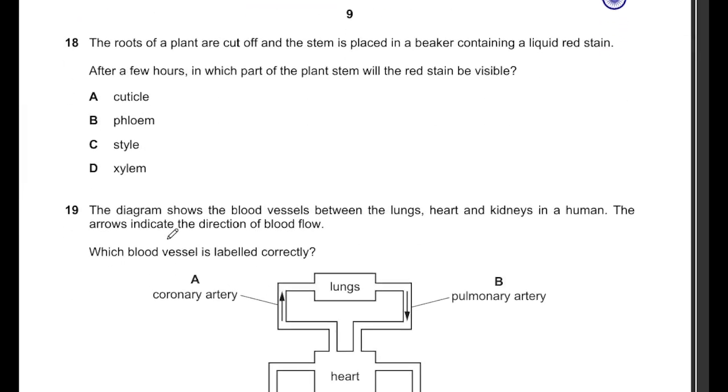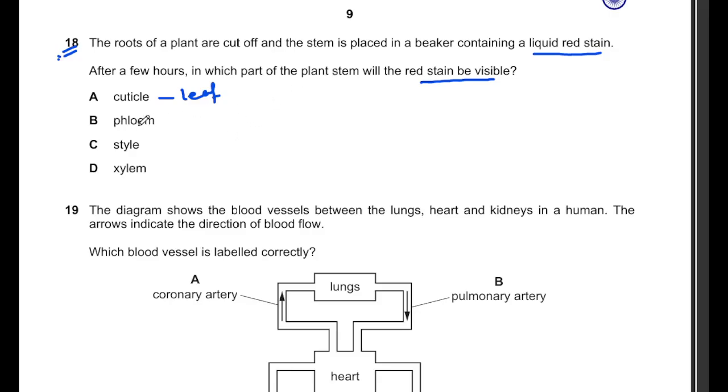Now the 18th question. The roots of a plant are cut off and the stem is placed in a beaker. See, this is a repeated question from various past papers. In 2025 they have repeated it again. Here the plant is submerged into a red dye, and after a few hours you will see the red dye in which area. Cuticle is the leaf part, so you will not see it there when we dissect the plant stem.